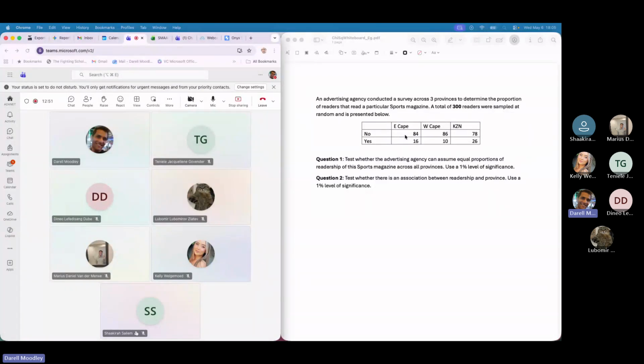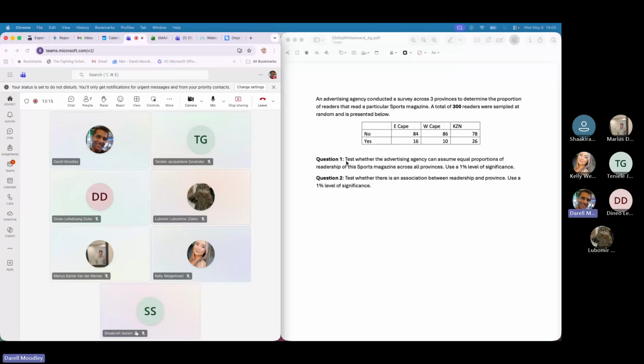In the Eastern Cape, we have 100 of them. Of that 100, 84 do not read it, and 16 do read it. The same for the Western Cape: we've got 86 that don't, and 10 that do. And in KZN, we have 26 that do, and 78 that don't read the sports magazine. So that's what this table tells us.